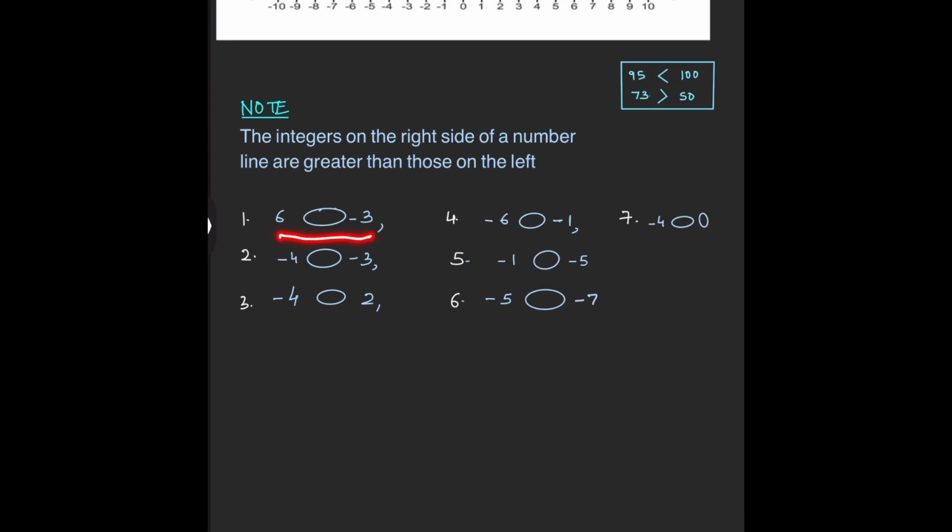Now we have to jump to making comparisons as to what is greater. Is 6 greater or is the integer negative 3 greater? What is on the right is always greater than what is on the left. Again and again I'm repeating the same thing.